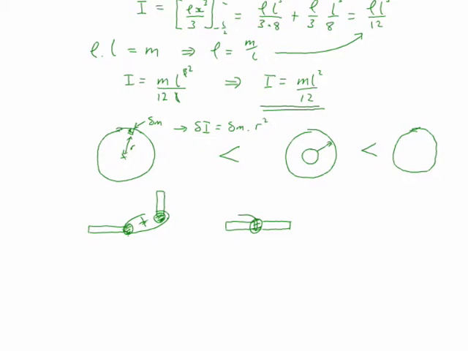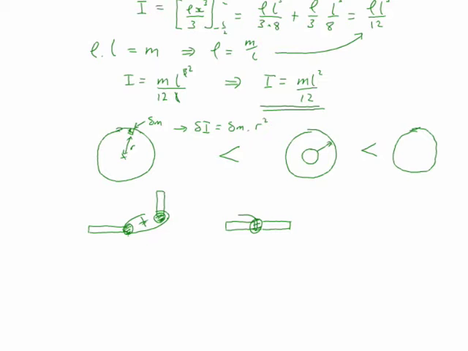pivoting about... well, I'll draw them with the same axis so it's clear. If we have this rod pivoting about this axis and this rod pivoting about this axis, they'll have the same moment of inertia, right? Moment of inertia is a scalar quantity, so as long as the axis of rotation is the same, it doesn't matter what the relative directions of these two rods are with respect to each other. All that matters is you've got a rod rotating about its end, and it has a moment of inertia about its end. And it doesn't matter whether it's angled like this or angled like that.